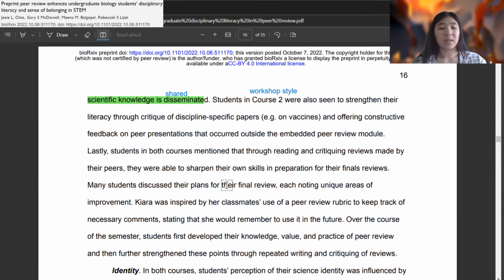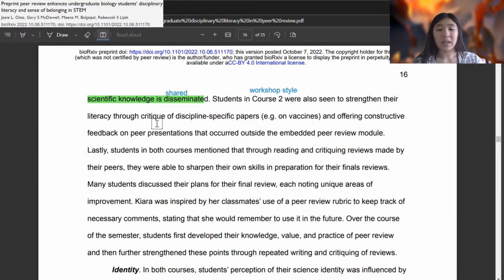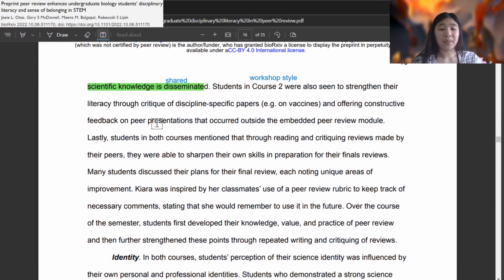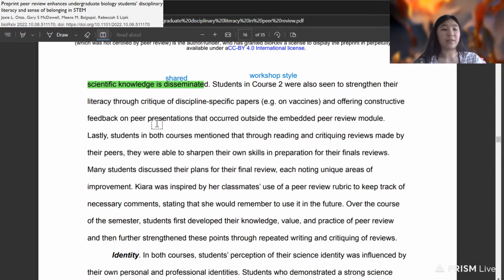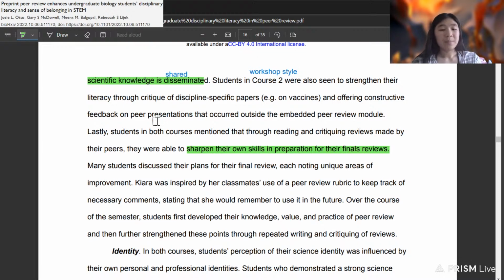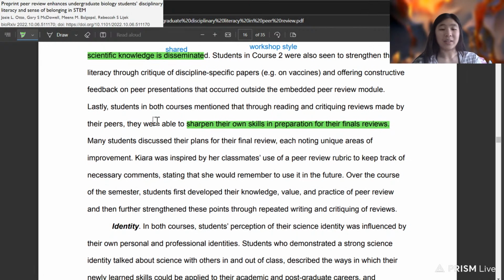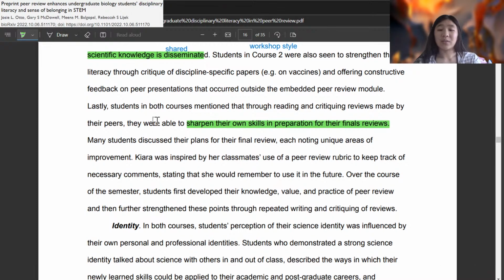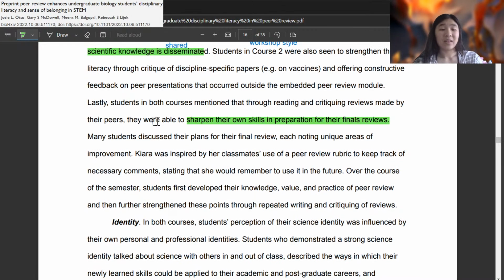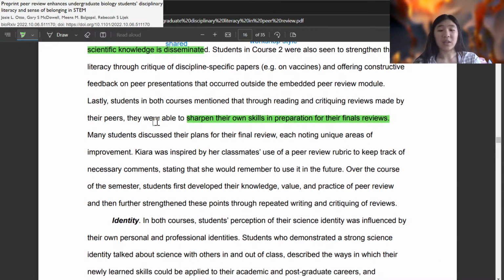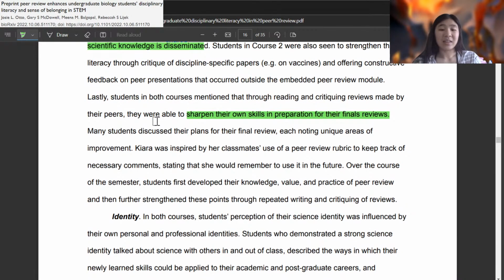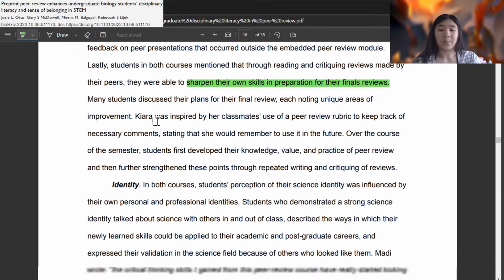Lastly, students in both courses mentioned that through reading and critiquing reviews made by their peers, they were able to sharpen their own skills in preparation for their final reviews. So we're hearing lots of good news here. Many students discussed their plans for their final review, each noting unique areas of improvement. Chiara was inspired by her classmates' use of a peer review rubric to keep track of necessary comments, stating that she would remember to use it in the future.